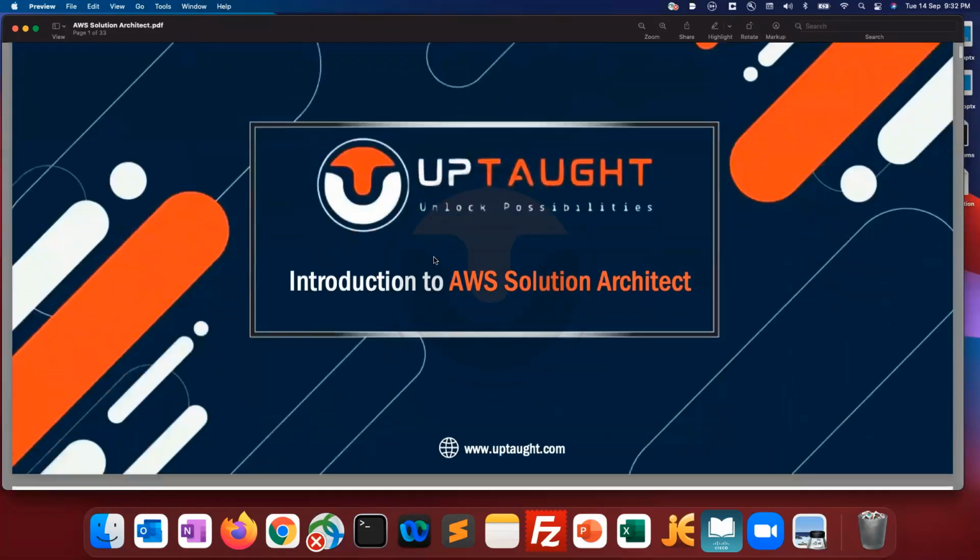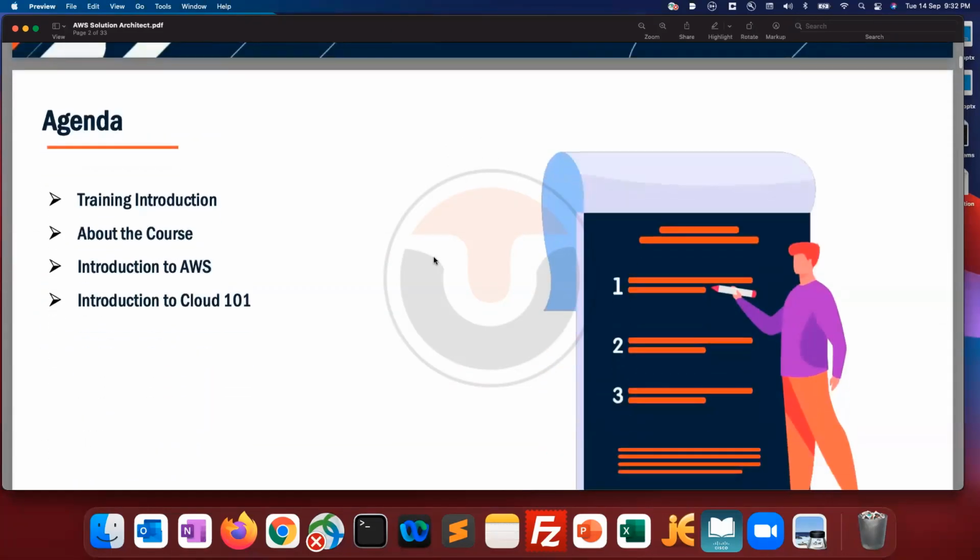So in this session, the agenda is the introduction to the specific training. We're going to talk about what this course covers, and we'll also talk about an introduction to AWS services and an introduction to cloud 101. That's what the key takeaways of this session are.